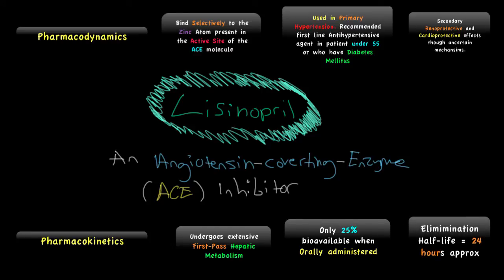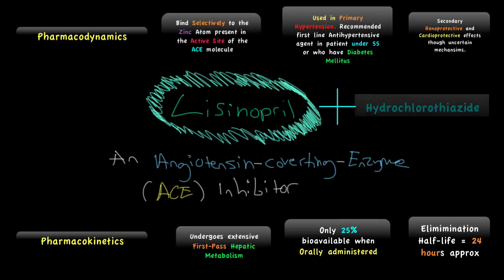ACE inhibitors all tend to produce similar antihypertensive results, but their effects can be augmented by concomitant use with other angiotensin inhibitors or with thiazide diuretics, and sometimes they are packaged as combination drugs. Using lisinopril as an example of this, it is commonly combined with hydrochlorothiazide to increase its antihypertensive properties.